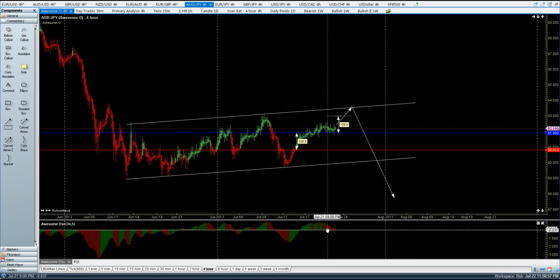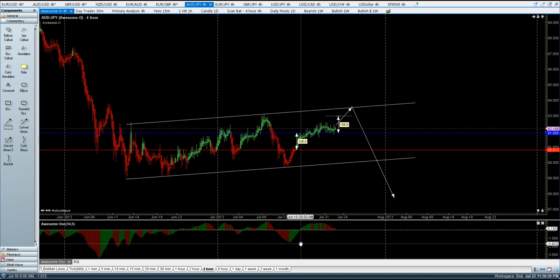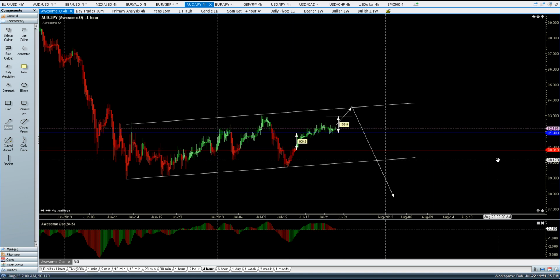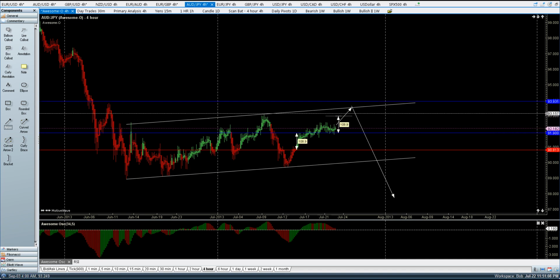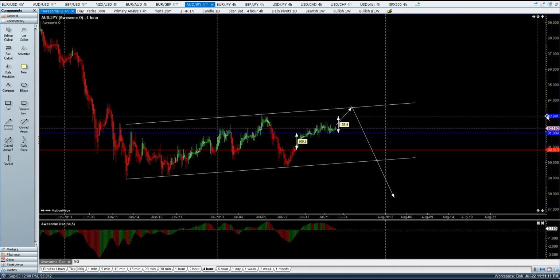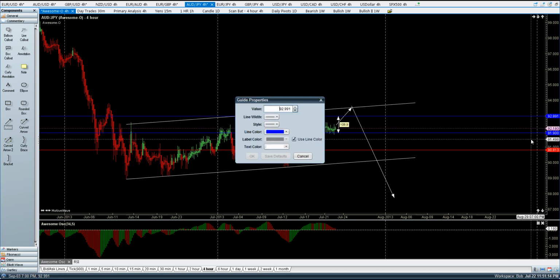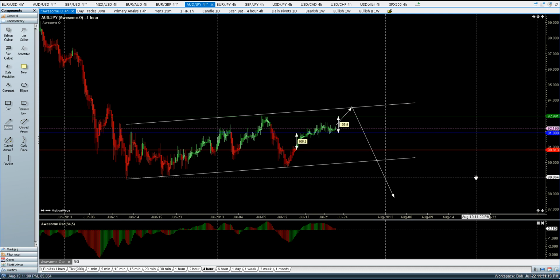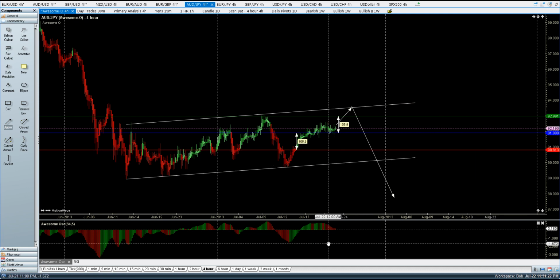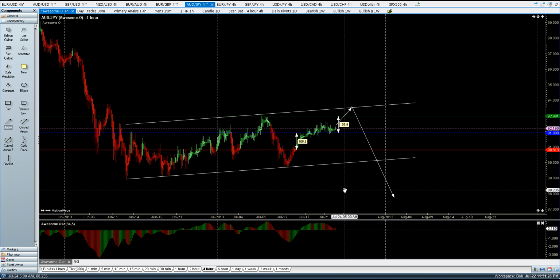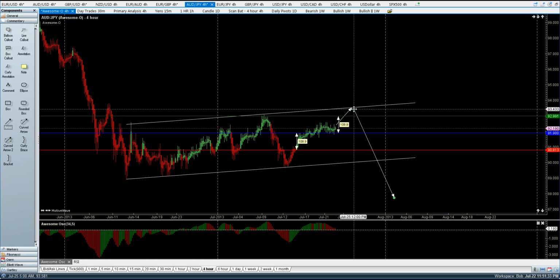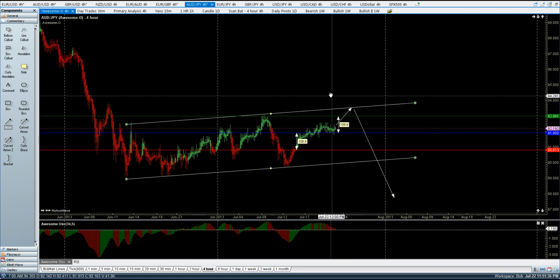All right, Aussie Yen. We had the zero line cross here. RSI was about 50. Target about 93, stop at 90.80. And we could have a saucer going on here, but that means we're already in the trade. Won't be taking that.